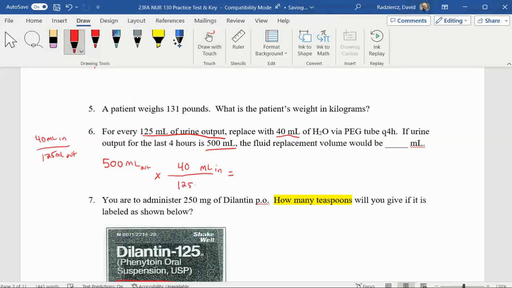I'm doing this for you because I know you like to do the dimensional analysis, and I'm trying to show you how I'm differentiating between the different types of milliliters. One is pee, one is water, right? So I know what my total out is, and then I'm going to use the 40 over 125 as my conversion factor. And when you do that, you'll get 160 milliliters in as your replacement volume.